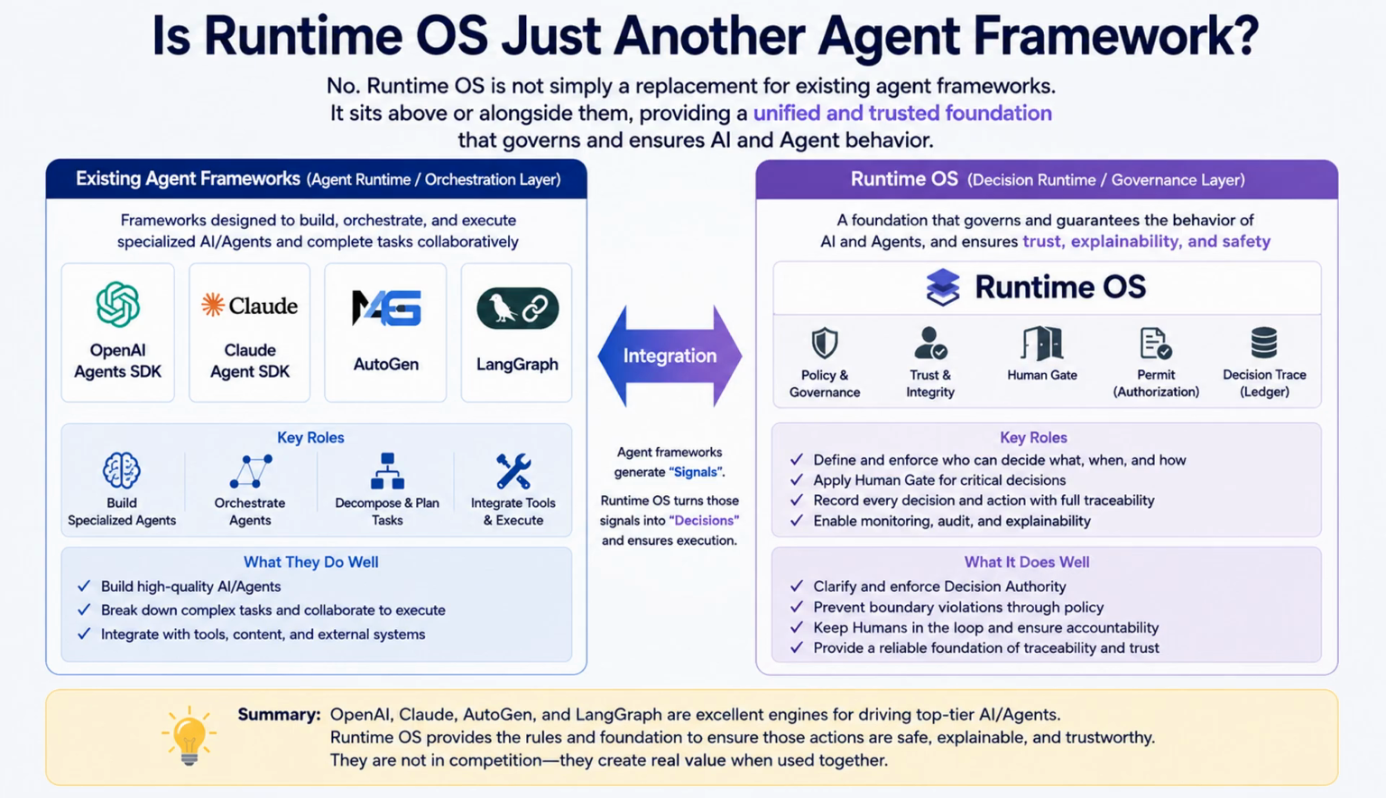So, if agent frameworks are designed to expand what agents can do, Runtime OS governs what may be executed, under whose authority, and within what boundaries. This means the two are not competing technologies. Agent frameworks provide agent capabilities and execution, while Runtime OS governs decision, authority, policy, human gate, and trace from a higher layer. So, when we look at the overall system architecture, where exactly does Runtime OS fit?